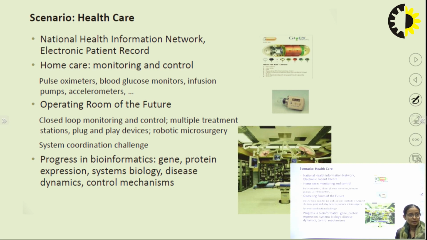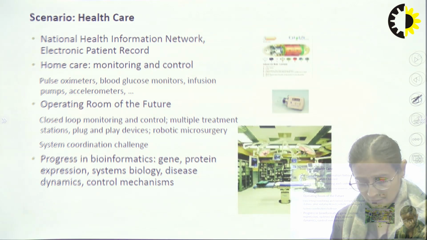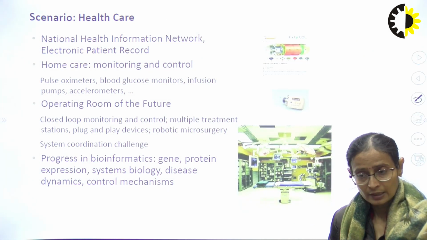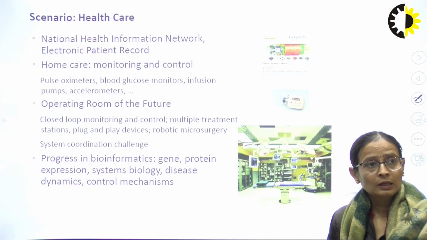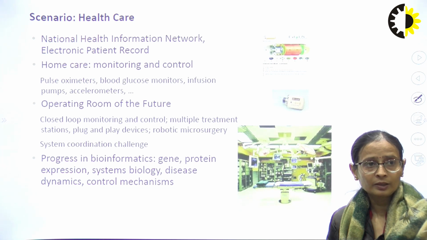Then progress in bioinformatics, for example, gene, protein expression, systems biology, disease dynamics, control mechanism. All these are a few other sectors of the healthcare industry on which IoT applications have been built upon.